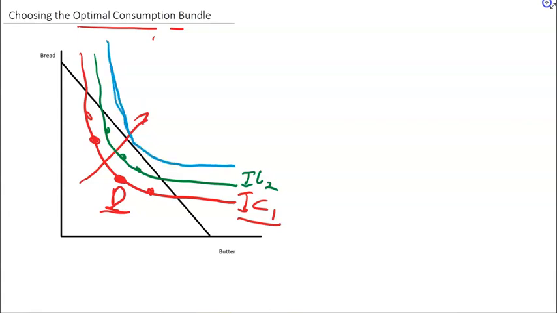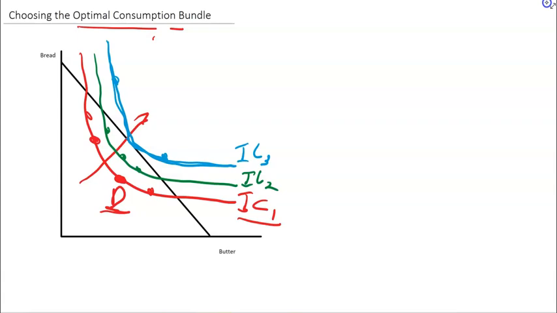So something like this. They're all supposed to be parallel to each other, but since I'm drawing it on a tablet with my hand, they're not exactly looking parallel, but assume that they're parallel. So we can see IC3 here. Now this one too is parallel to IC2, and I can see that the points in IC3 are better off than the points in IC2 or IC1.